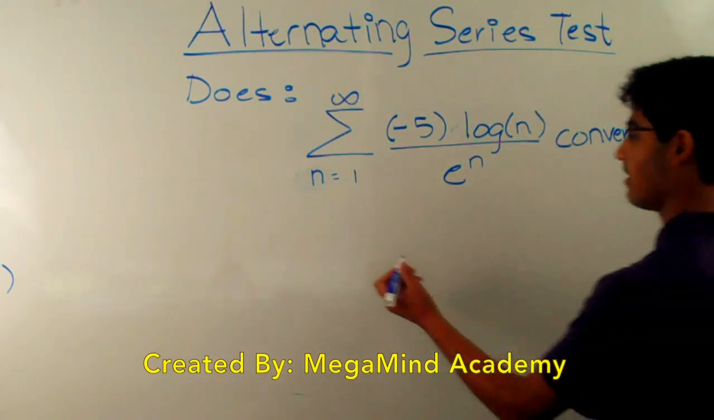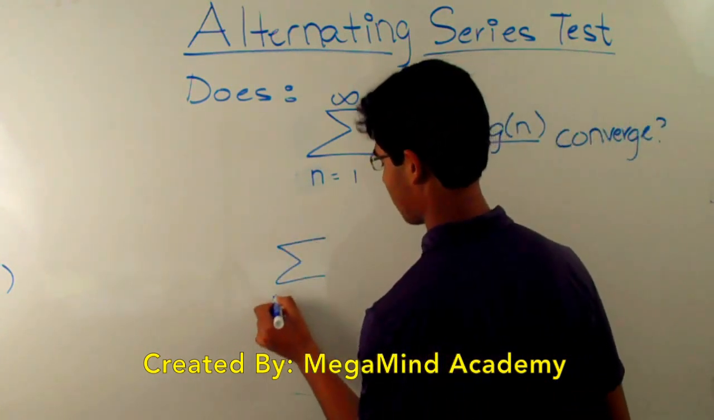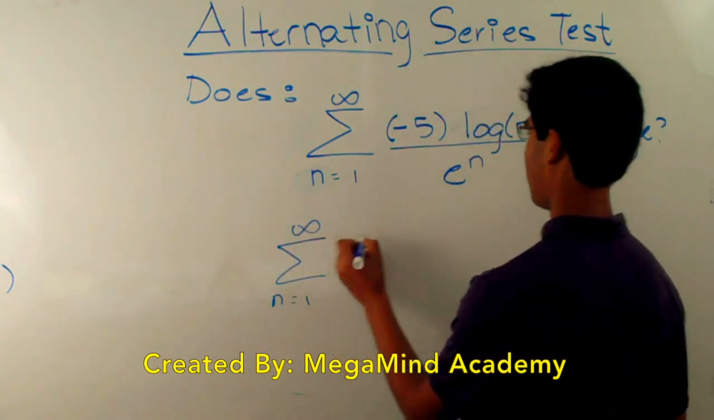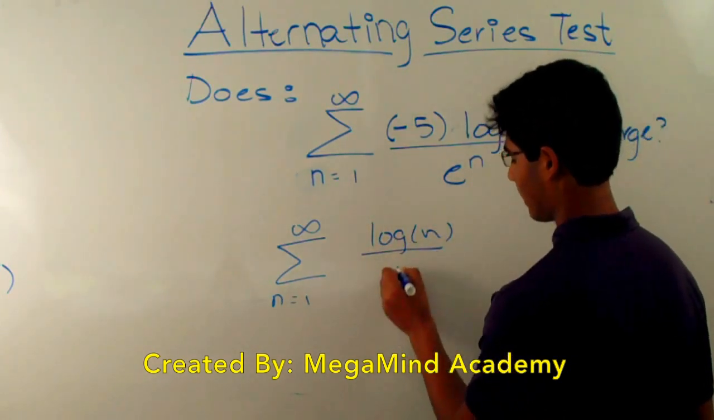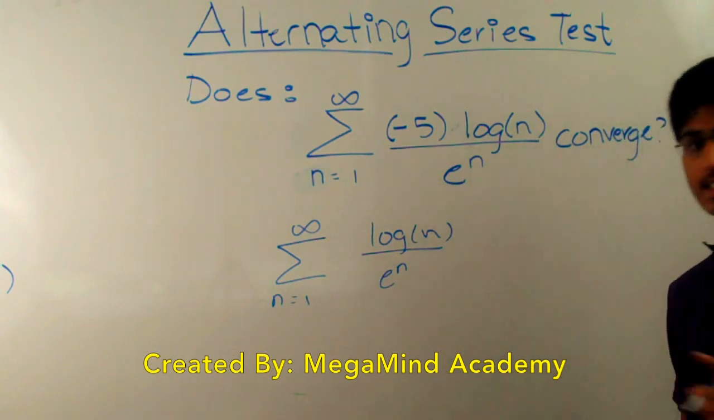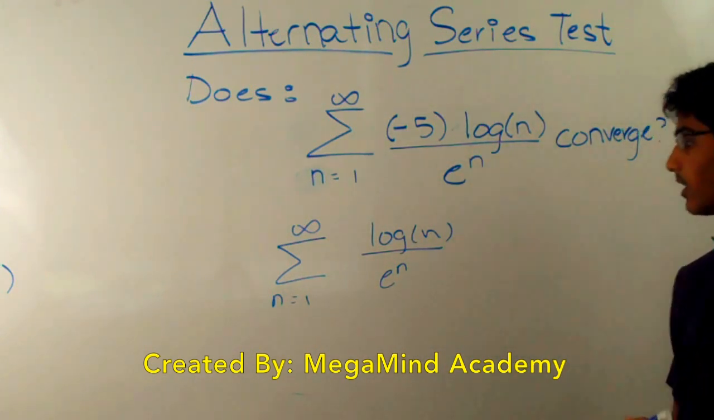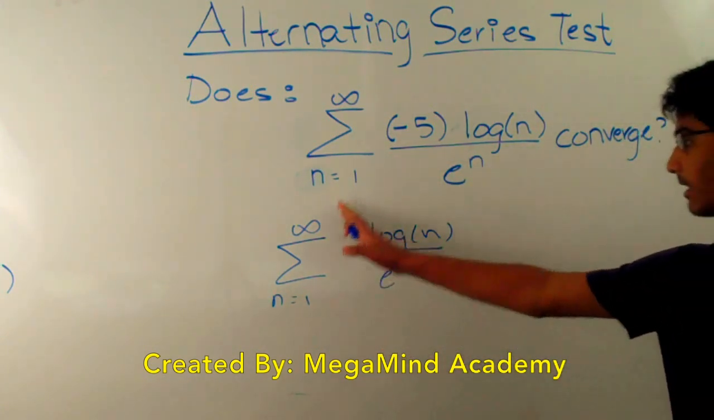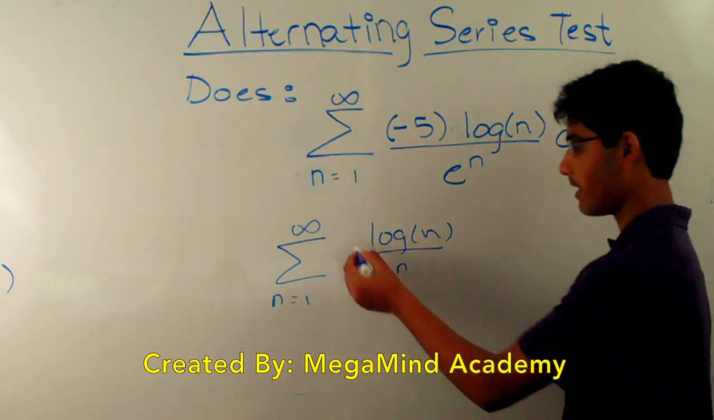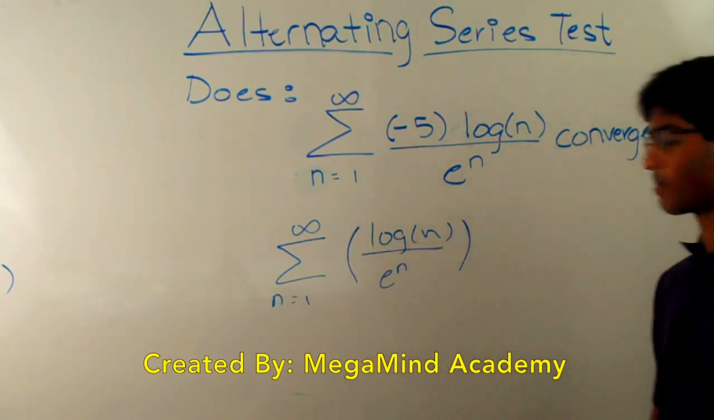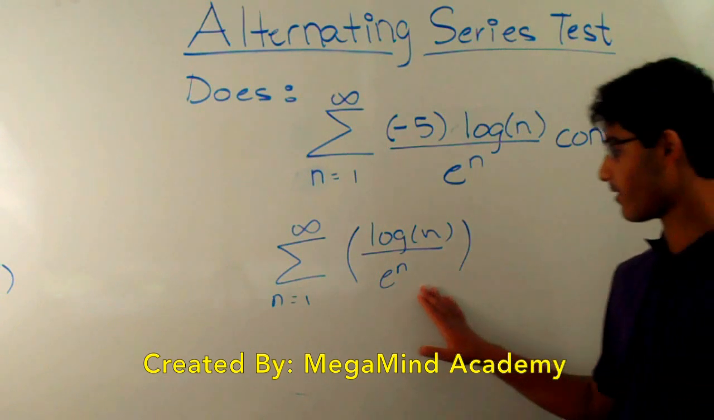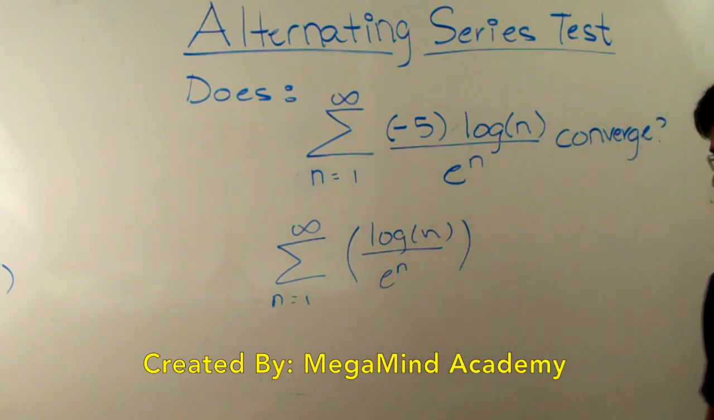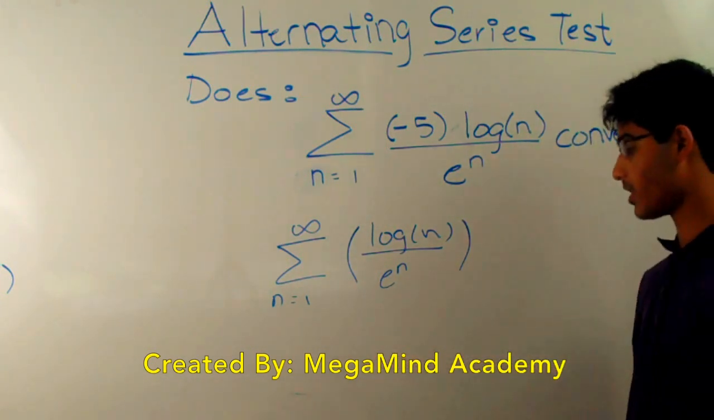say we had the series from n equals 1 to infinity of log of n over e to the n power. So we know that it's necessary, but it's not sufficient. It's necessary that the limit as n approaches infinity of this sequence is 0. So the limit as n approaches infinity of this sequence is 0. That is necessary for this to be convergent, but it's not sufficient to say that this is convergent.